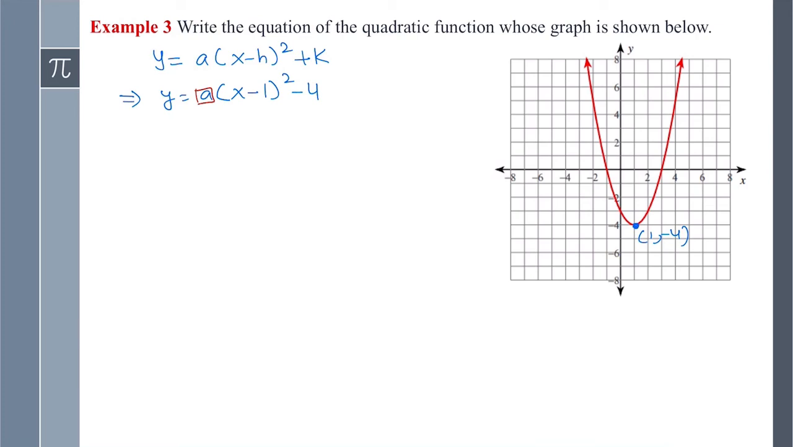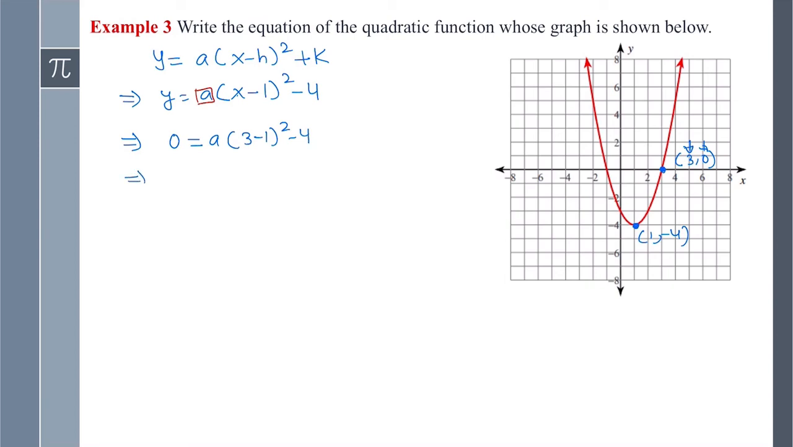So I'm just going to pick this x-intercept here because it's easy. The y value is 0. That makes our computation a little bit easier. So I'm going to pick this point, which is 3, 0. Now the x value is 3, y value is 0. So that means if I put it here, the y value is 0 equals a times x value, which is 3, minus 1 squared minus 4.